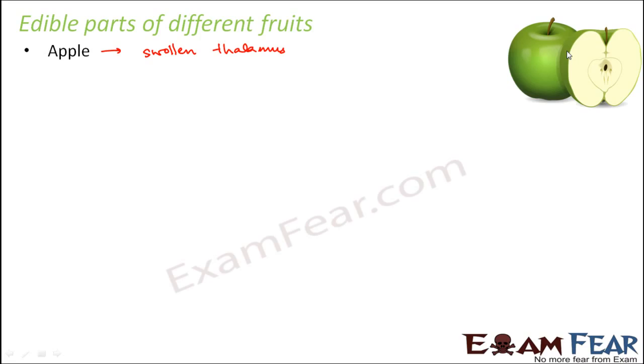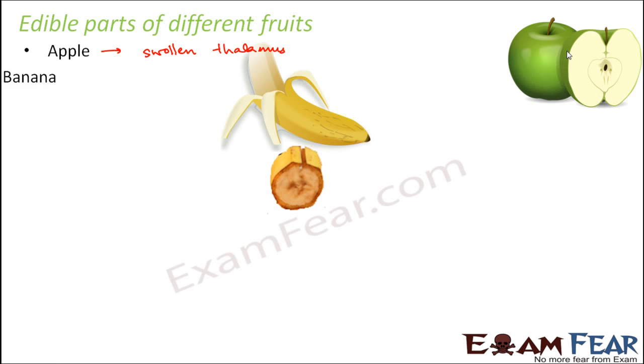So in an apple plant, if you look at an apple flower, in that flower there will be a stalk like structure. The upper portion of the stalk is very much swollen, and later that swollen part of the thalamus becomes this apple which we eat. So swollen thalamus is the edible part of apple.